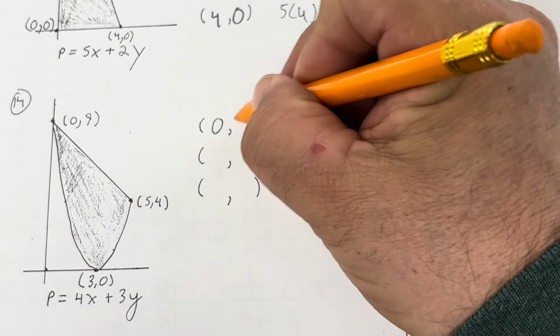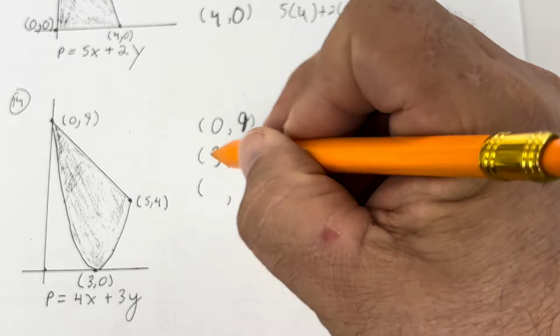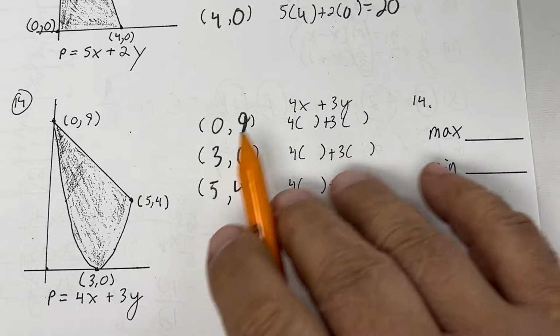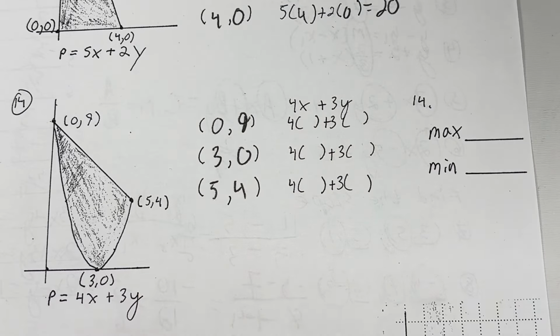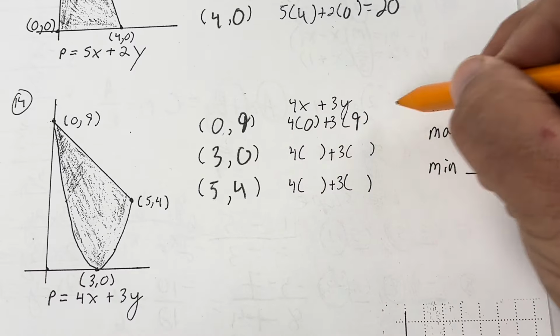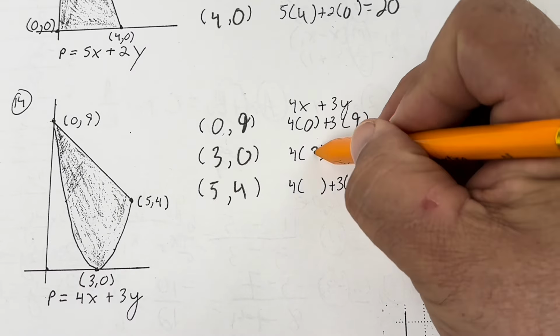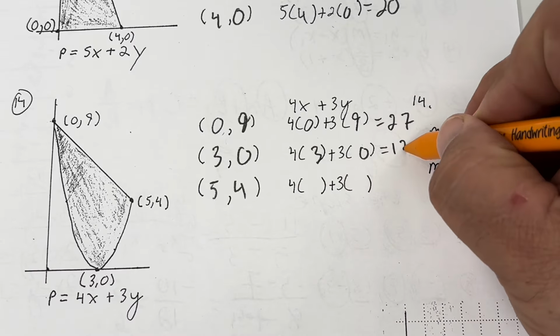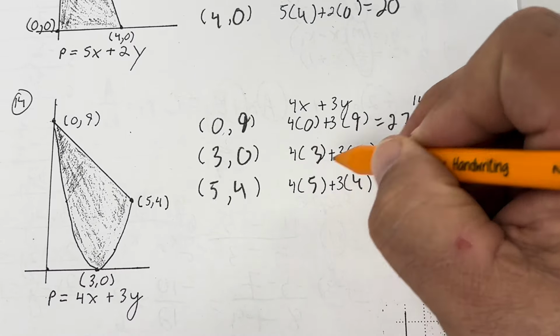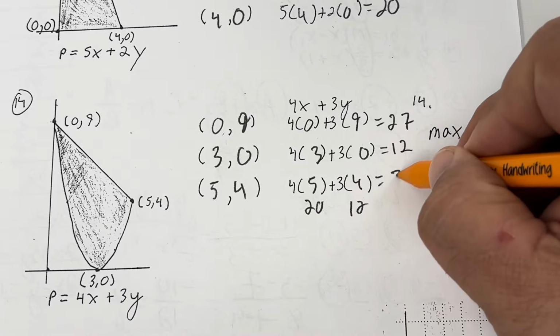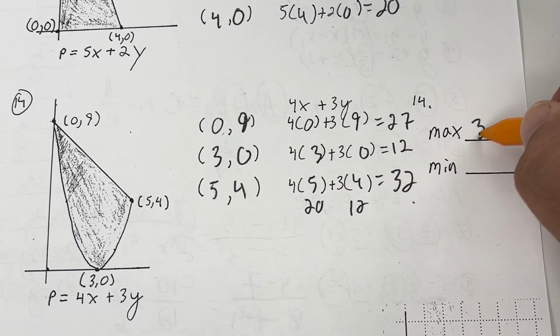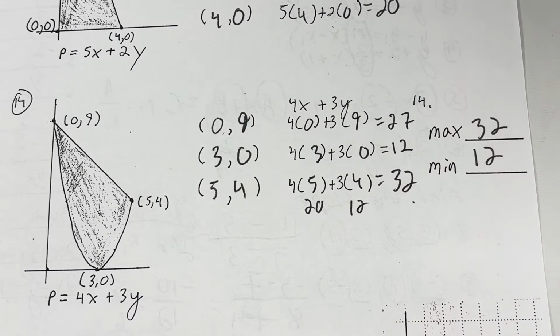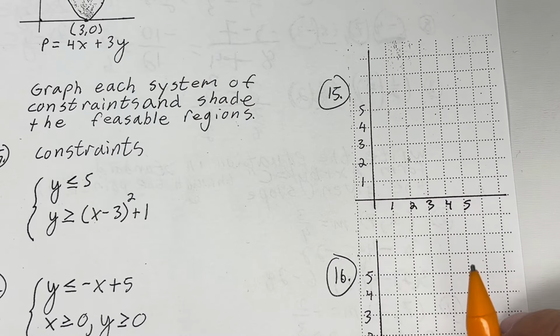So 0, 9. 3, 0, 5, 4. We have our objective function, 4x plus 3y. So 0, 9, that's going to give us 27. 3, 0, that's going to give us 12 plus 0, that equals 12. 5, 4, that's 20 plus 12. That would equal 32. So our max value is 32. Our min value is 12.